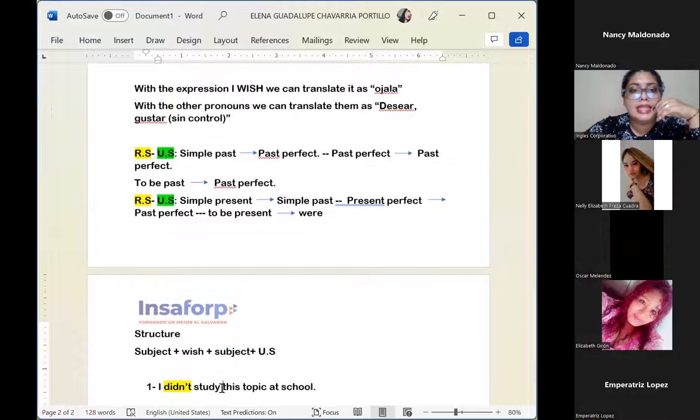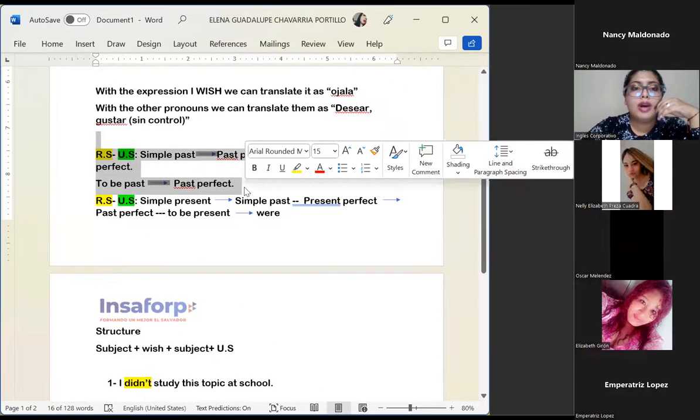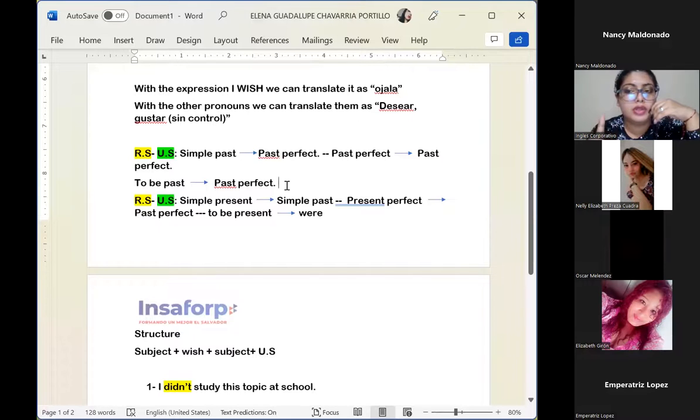So in this one, what is the tense that we are going to use for the unreal situation? Past perfect. Good, good. We are going to use the structure of the past perfect.